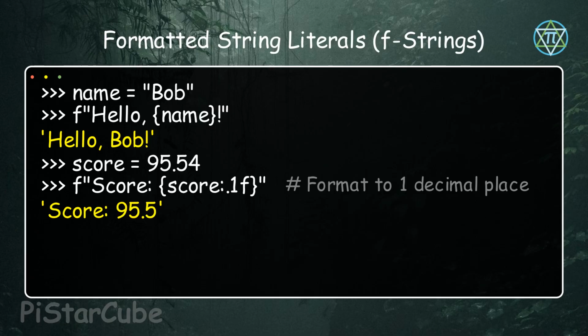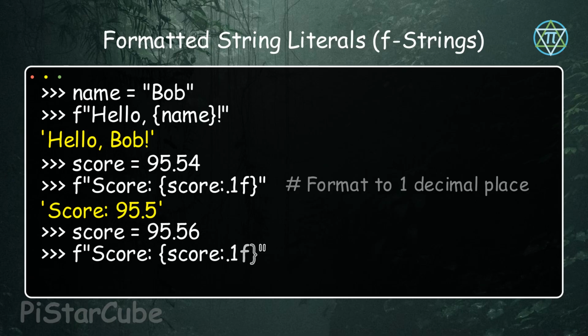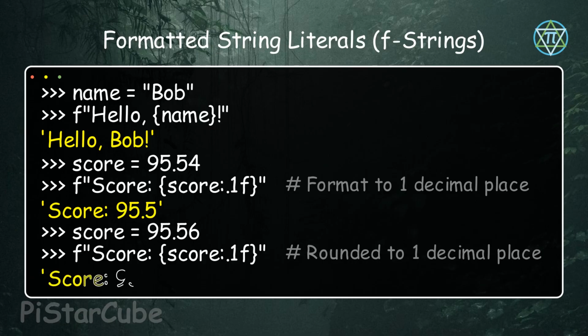After score, you put a colon and you provide .1f. That shows one decimal place. Then it will print score equals to 95.5. And if the variable would have been 95.56, it will round it to 95.6. Clean, readable, and perfect for dynamic text.